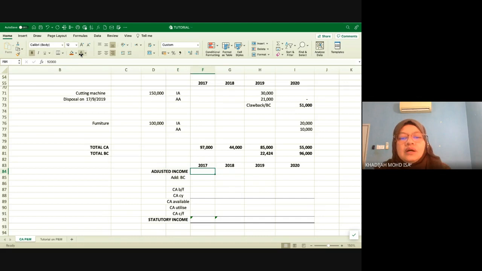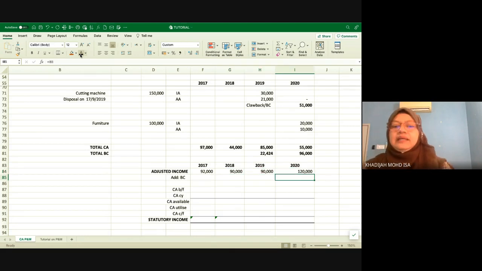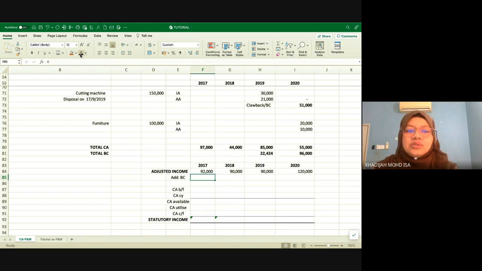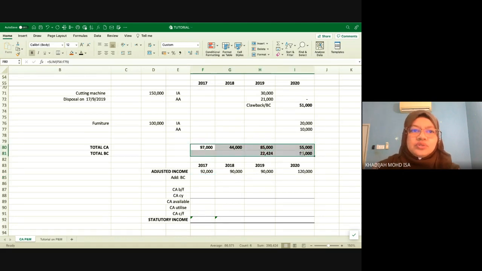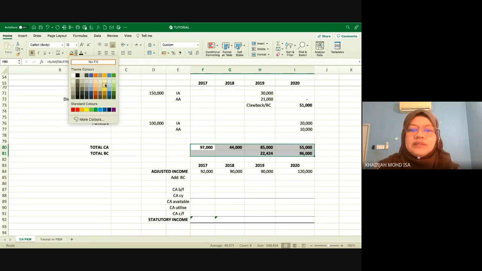So let's put your adjusted income, you have decided just now, right? It's 92,000, and then you divided the first adjusted income into 2, 90,000 each. And then for 2020, you have 120,000, right? And then you add your balancing charge. So you look at the information above. This is the information that you're going to use. So use this information, you plug in the information.